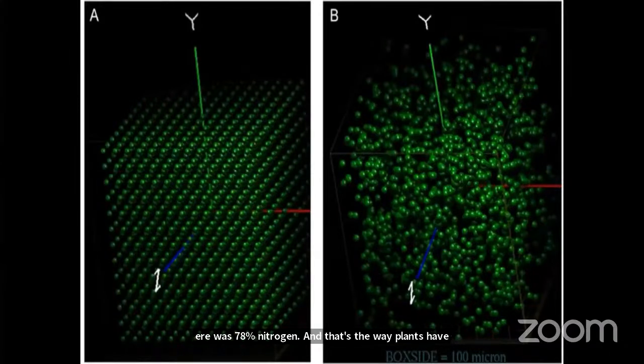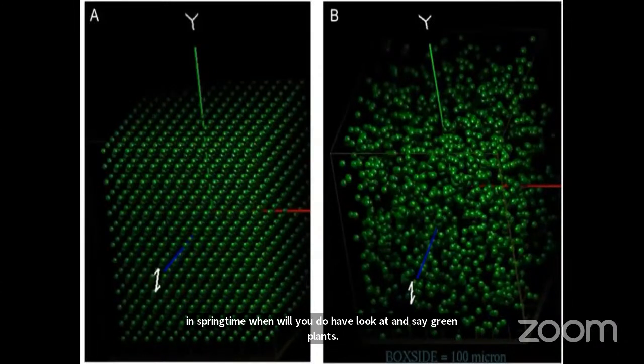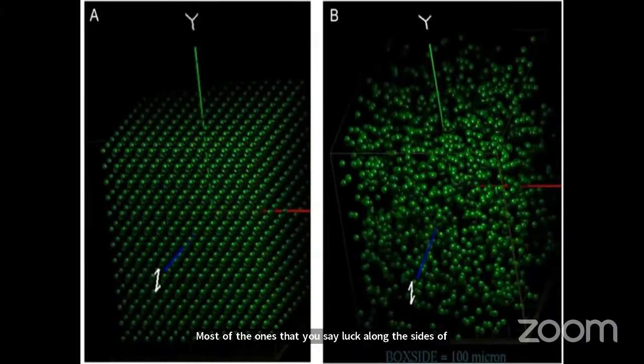And if you look around at the green plants, which aren't there at the moment because everything's covered in snow, but in springtime when you do look out and see green plants, most of the ones that you see along the sides of the road or in people's gardens where they're not using nitrogen, they're green, but no one's putting nitrogen on them. So even the lawn is getting all the nitrogen that it needs from the atmosphere.